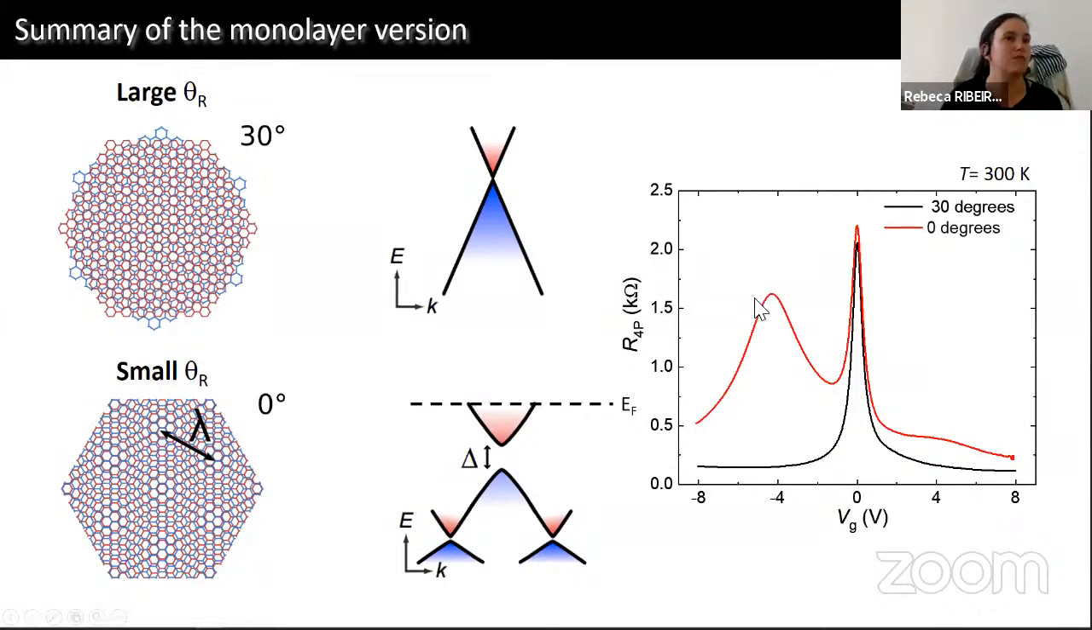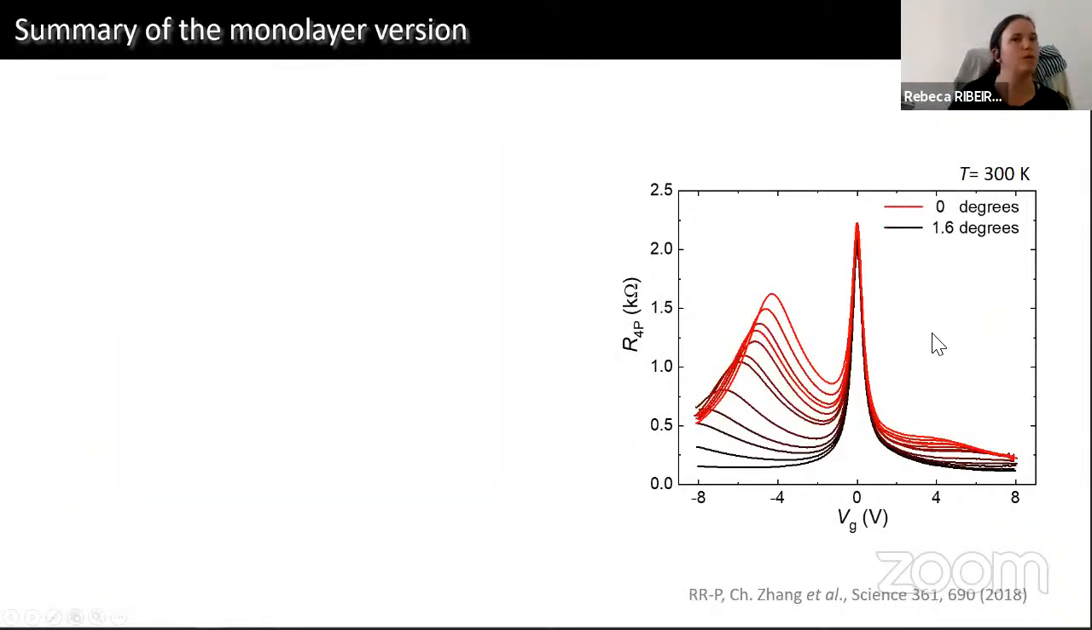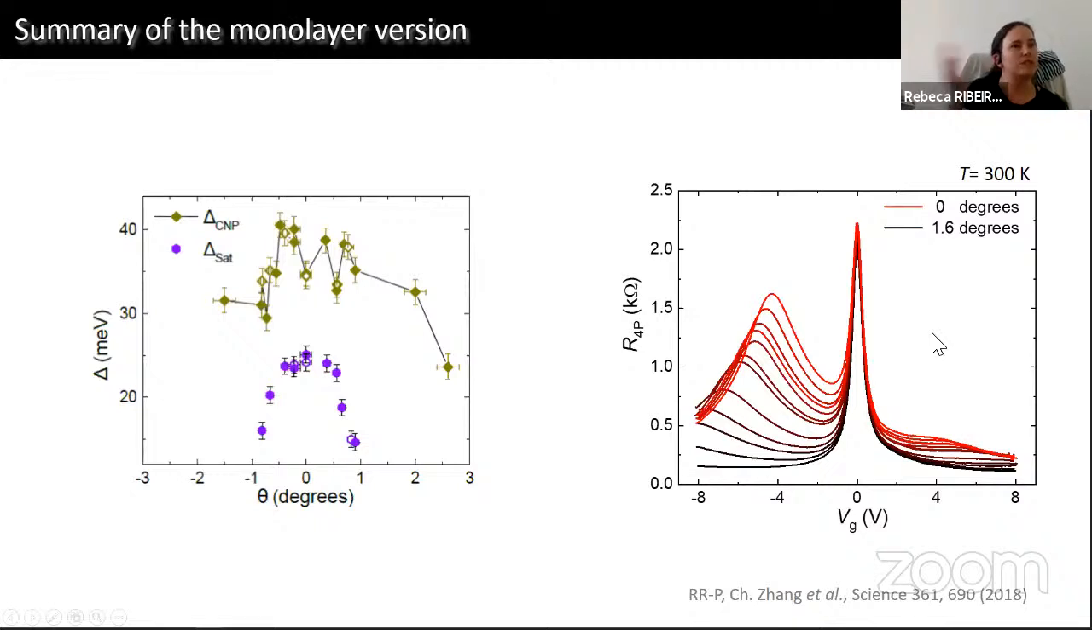The first one is the appearance of a satellite peak when the Fermi energy crosses the satellite peak in the energy band structure, and also the opening of an energy gap at the charge neutrality point and at the satellite peak. These measurements, as I told you yesterday, are at 300 K, and that's why we don't see the opening of the energy gap. But if we go to low temperatures, and we do this for several alignments, we can easily extract the energy gap for the whole spectrum of alignments of graphene on BN.